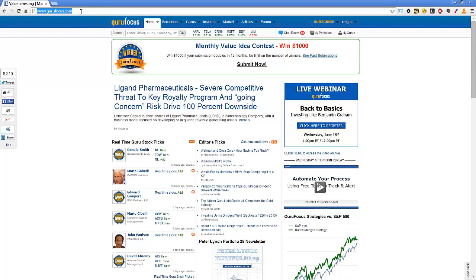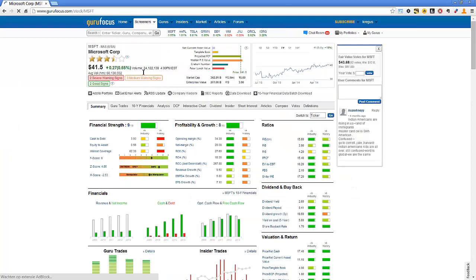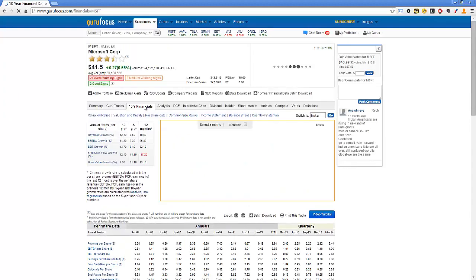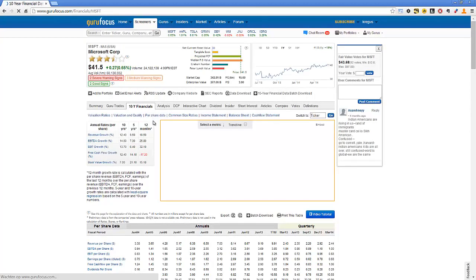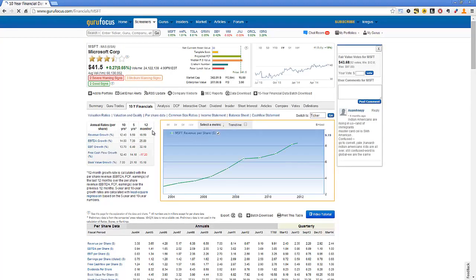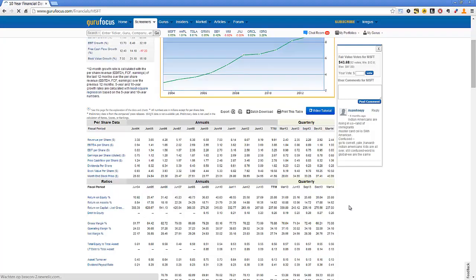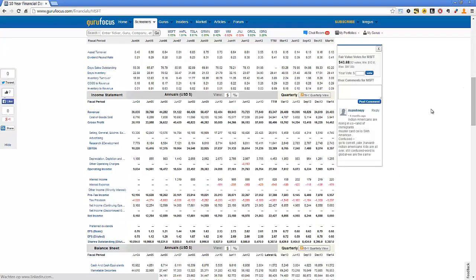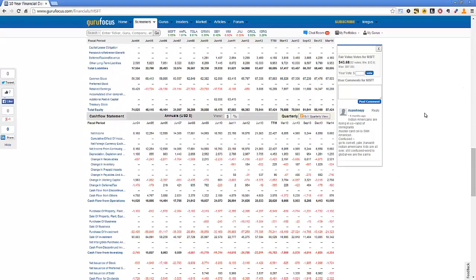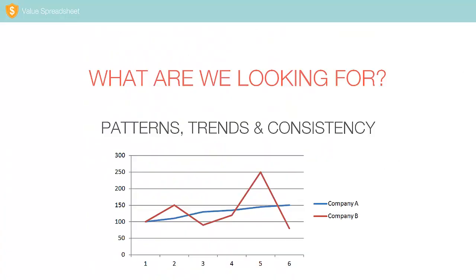Go to gurufocus.com, search for one of the companies on your list, and then click on the tab 10-year financials. This page is a pure goldmine of information for value investors, and you should be careful not to get overwhelmed. You really need to know what you are looking for in order to make sense of this mountain of data. So what are we looking for? We are looking for patterns, trends, and consistency in the historical performance of the company.